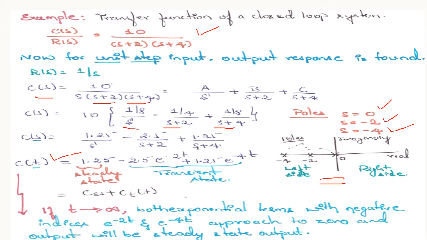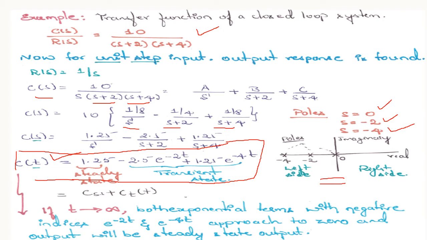As you can observe in the s domain, one pole is at the origin, and the other two poles are on the left side of the system. The moment you see the poles exist on the left side, you can directly say that the system is stable. Now, how do we know that the system is stable? If you observe the output C of t of this control system, the 1.25 is the steady state value, and 2.5 e power minus 2t plus 1.25 e power minus 4t is the transient state.